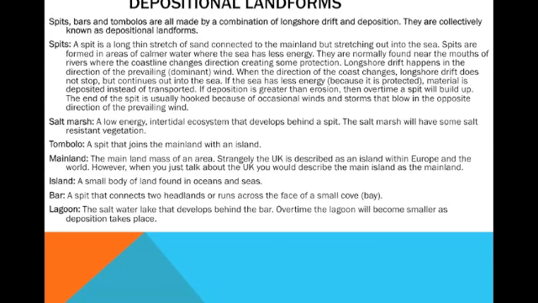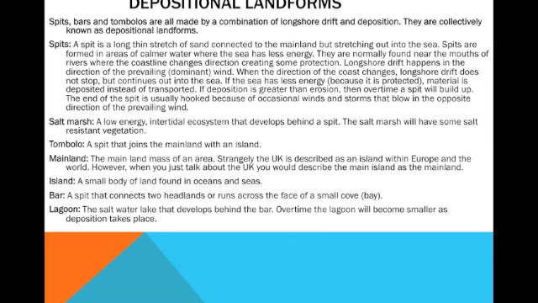They are normally found near the mouth of rivers, where the coastline changes direction, so they create some kind of protection. So the longshore drift happens in the direction of the prevailing wind, and then when the direction of the coast changes, longshore drift doesn't stop, but continues out into the sea. If the sea has less energy, because it's protected, material is deposited instead of transported. If deposition is greater than erosion, then over time a spit will build up. The end of the spit is usually hooked because of occasional winds and storms that blow in the opposite direction of the prevailing wind.